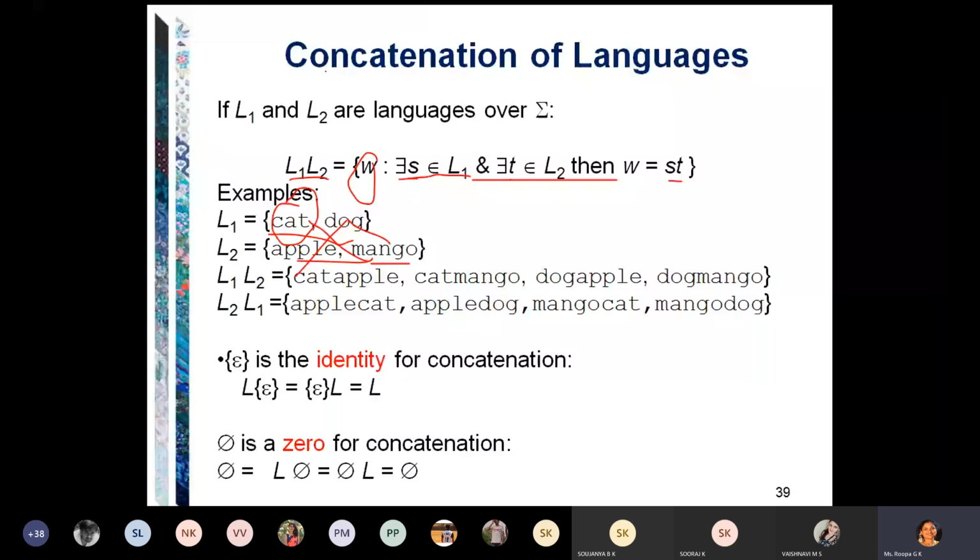First element of L2 is apple, first element of L1 is cat. So apple cat, apple dog, mango cat and mango dog. This is concatenation. Now there are two important points.